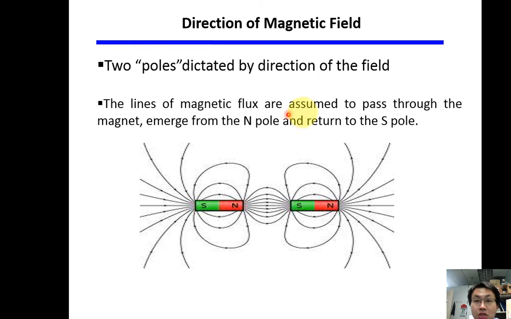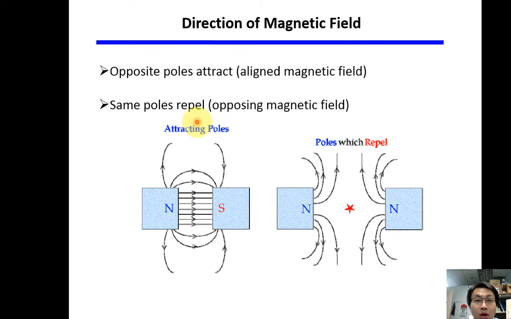The lines of magnetic flux are assumed to pass through the magnet, emerge from the North Pole and return to the South Pole, which means the line goes to the South Pole, emerges inside the magnet, goes out again from the North Pole, then goes in again from the South Pole. Opposite poles attract or align magnetic fields; same poles repel, opposing the magnetic field. Attracting fields from north and south will align and attract each other. For poles which repel, north and north, the lines will push the other lines away.